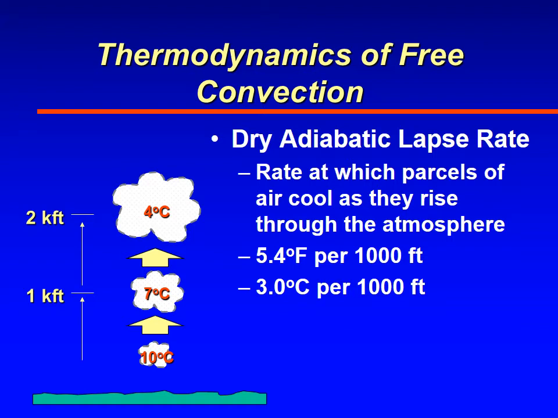So in this diagram, you can see a parcel of air starting out at the surface at 10 degrees Celsius. By the time it gets to 1,000 feet, it'll be 7 degrees Celsius. It'll drop off by 3 degrees, and another 3 degrees when it gets up to 2,000 feet, where the parcel temperature will now be 4 degrees Celsius. Remember, this is strictly the parcel temperature and not the temperature of the environment.